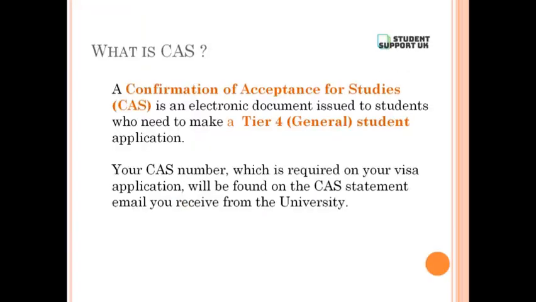So CAS is basically the Confirmation of Acceptance for Studies, and this is an electronic document issued by the universities to all the students to make your application for the Tier 4 General Student Visa. You will only need a CAS number to put on your visa application form if you're applying from outside the UK, and that you will see on your CAS letter, which you will receive in your email.